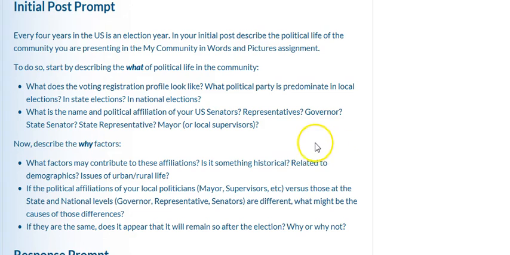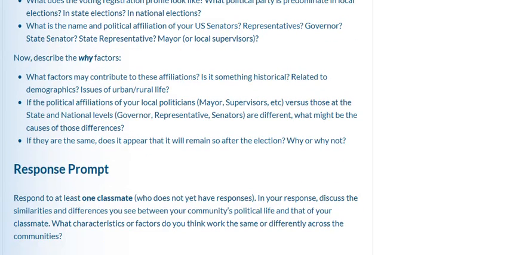Now look at the why factors. What factors may contribute to these affiliations? If the political affiliations of your local politician are different than at the state and national levels, what might be those causes? And if they are the same, does it appear that they will remain the same after the next election?